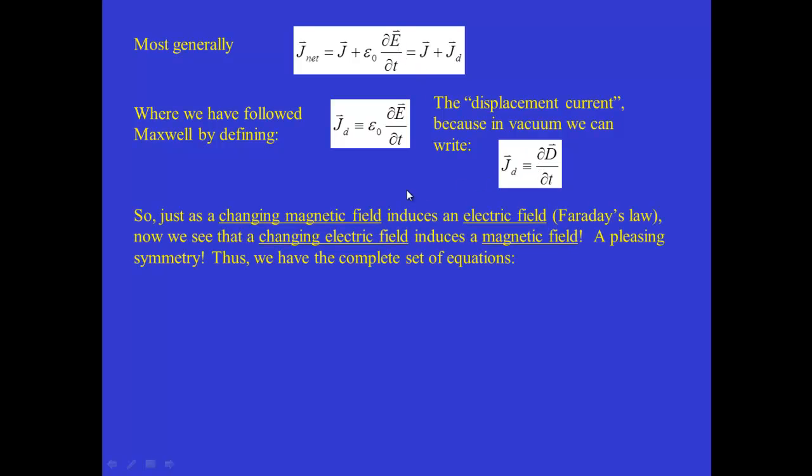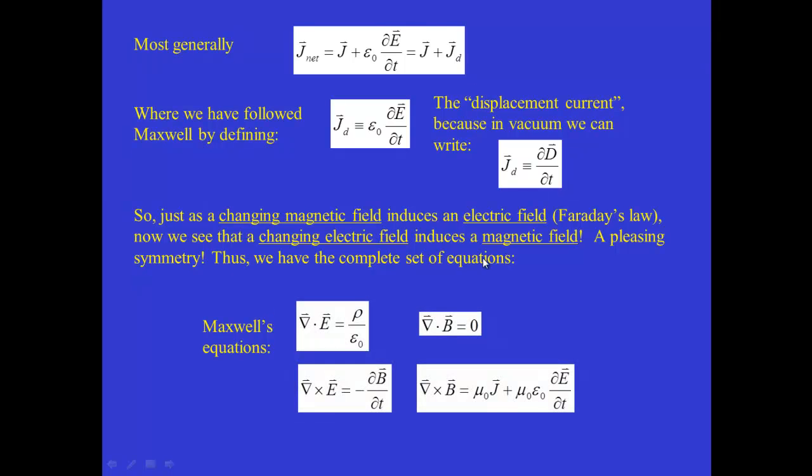So just as a changing magnetic field induces an electric field, that's what Faraday found out, now we see in this new version of the Ampere-Maxwell law that a changing electric field induces a magnetic field. And this is a kind of aesthetically pleasing symmetry. So it gives us Maxwell's equations in their final form, a complete set of equations.